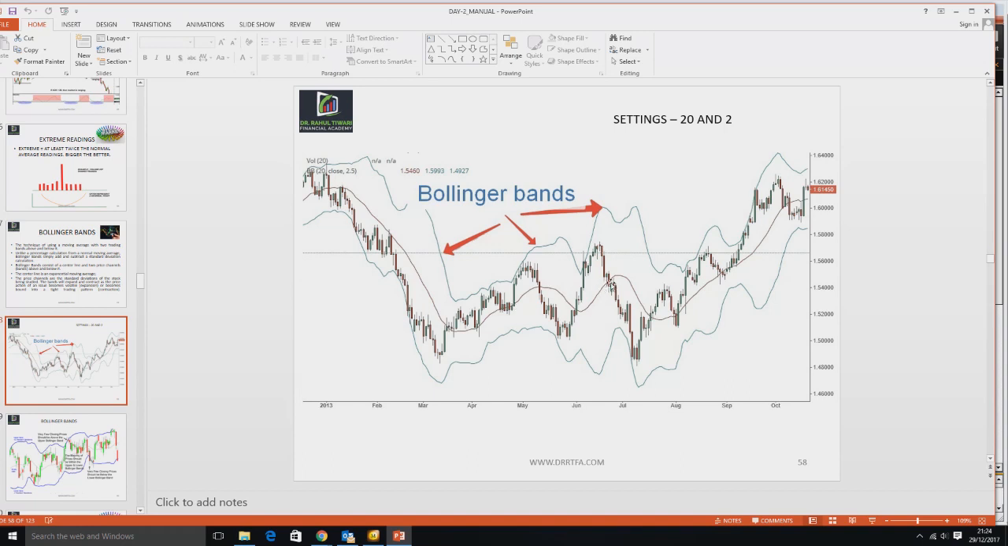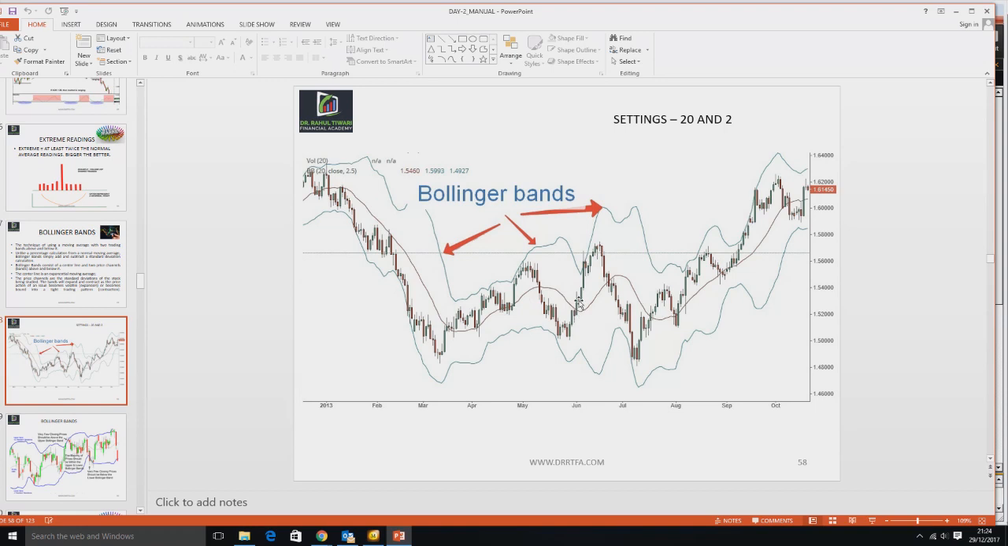line se lenge. Jab bhi center line ke upar script ka close hoga, we go long, aur jab bhi center line se niche script ka close hoga, we go short, and our immediate target would be in this case this upper band, and in this case the lower band. Again I am repeating that hum hamesha median line ko consider karenge.